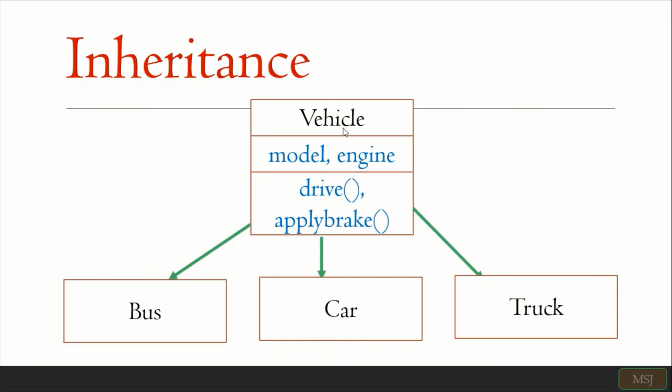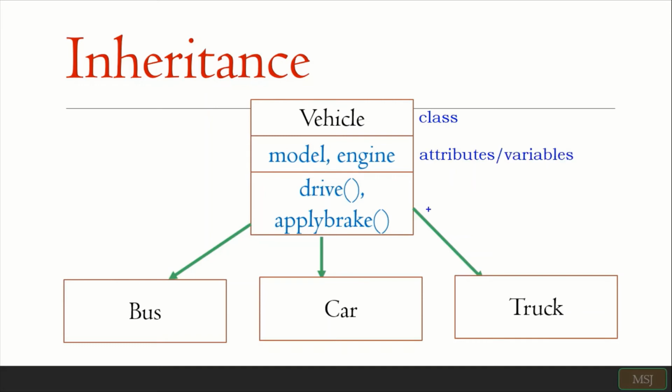Here we see one example. Here a vehicle is a class. This is a class, and what are these? Model and engine. These two are attributes, right? The other name for attributes is variables.